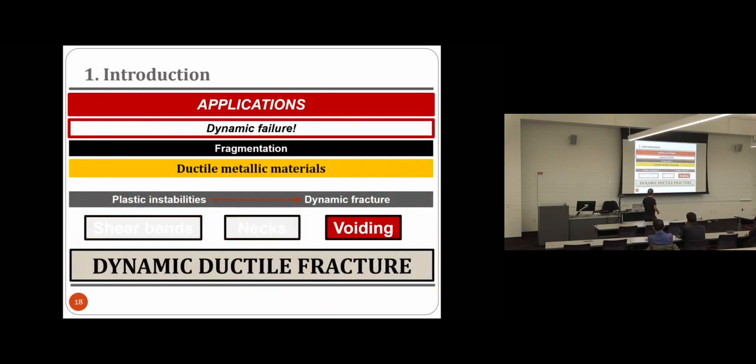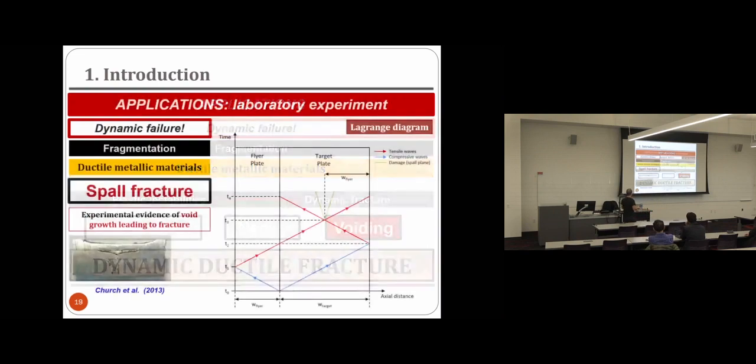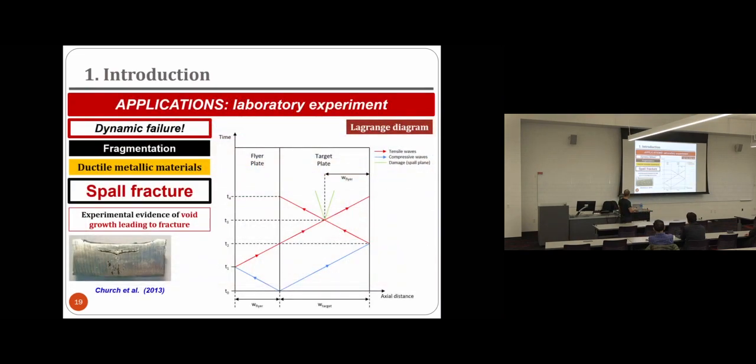And then the last example is dynamic voiding. Typically, to study dynamic voiding, the most widely used experimental technique is plate impact experiments. In plate impact experiments, basically what we have is a flyer and a target, okay? This is a typical Lagrange diagram. So this is time and this is the position. This is the flyer, this is the target, and the flyer is impacting the target at very high strain rates. Typically the flyer is shot with a gas gun.